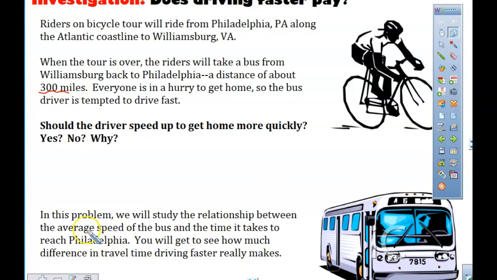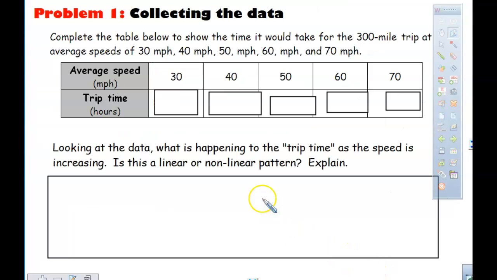Okay? No judgment here. You just write down what you think. Yes, no, why? Write that in your notes. So in this problem, we're going to study the relationship between the average speed of the bus and the time it takes to reach Philadelphia. You'll get to see how much difference traveling faster really makes. Sometimes when you think you're in a hurry, you need to get somewhere.